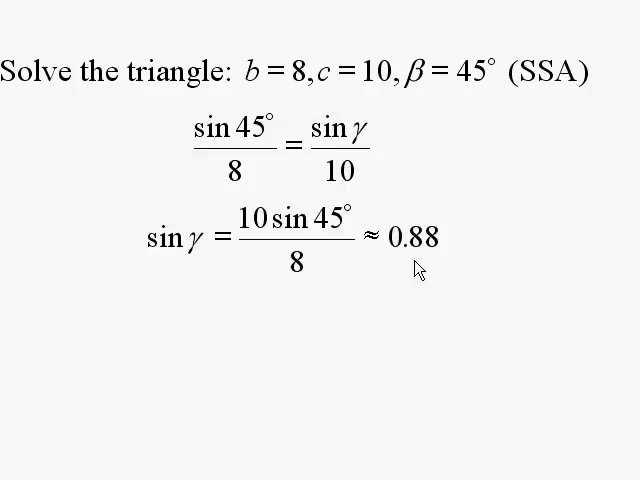Sine gamma is 0.88, so if you ask the calculator for the inverse sine of 0.88 in degrees, it's 62.1 degrees. And the supplement to that, the corresponding angle in quadrant 2, is 180 minus 62.1. That's 117.9. This time, there is room. 117.9 plus 45 is less than 180. And 162.1 plus 45 is less than 180.